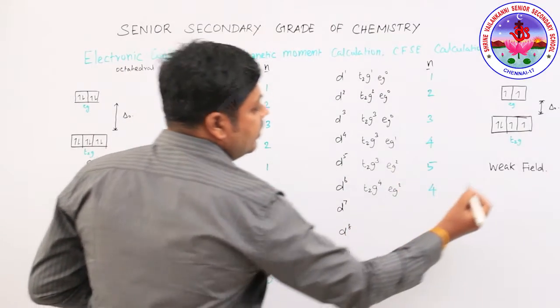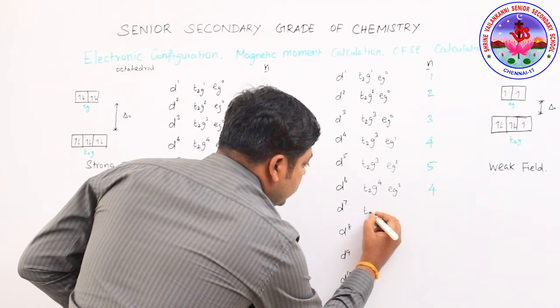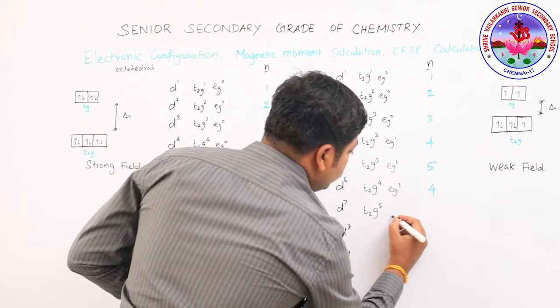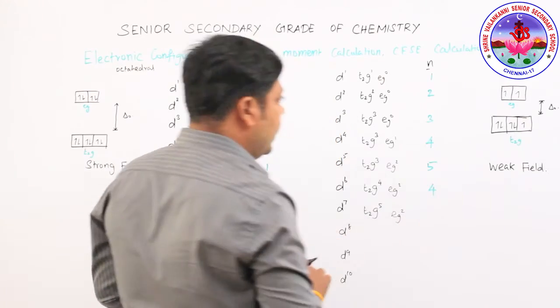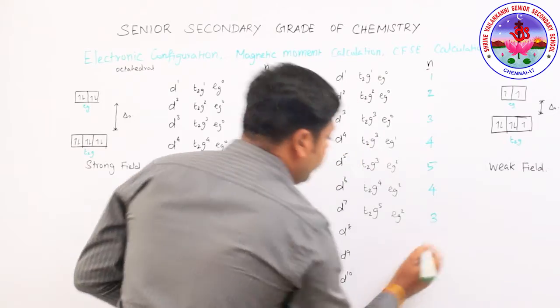Next is D7. The 7th electron enters into the next subcell. So T2G is 5 and Eg is 2. Here the number of unpaired electrons is 1, 2, 3. 3 unpaired electrons are present.